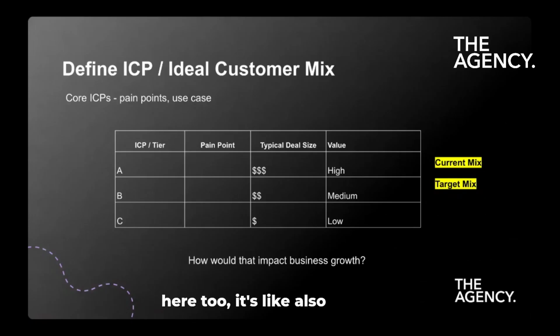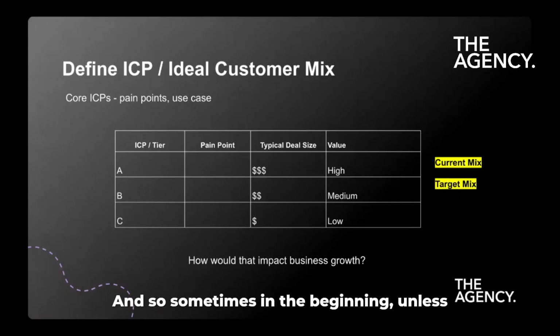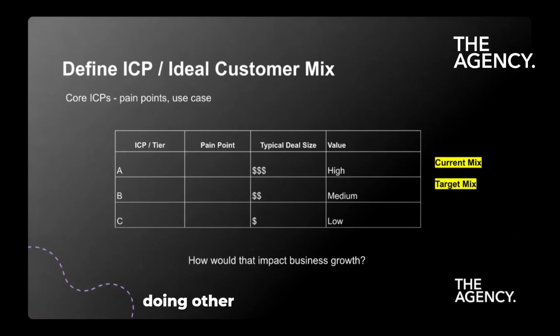Here too, different platforms are different. Google is very search keyword specific. So sometimes in the beginning, unless you have really good ad copy and you're doing other types of branding and organic content, you might just get a high volume of certain people that are related to that term. Unless you can really nail the pain point and get specific on that, put it into your ad copy, then your landing page, and then your lead form, that's how you start to separate these tiers and shift your current mix to your target mix. Does that make sense? Yeah.